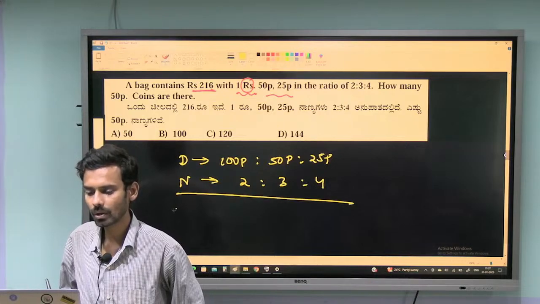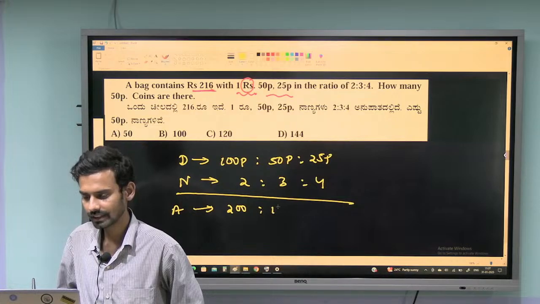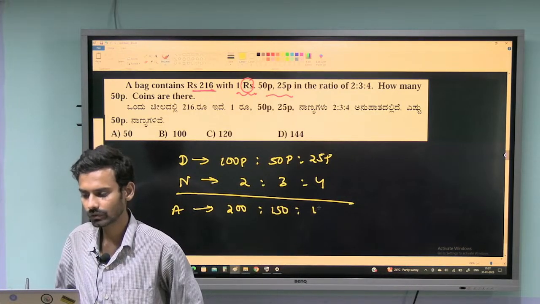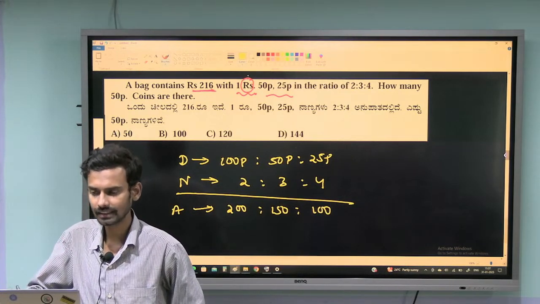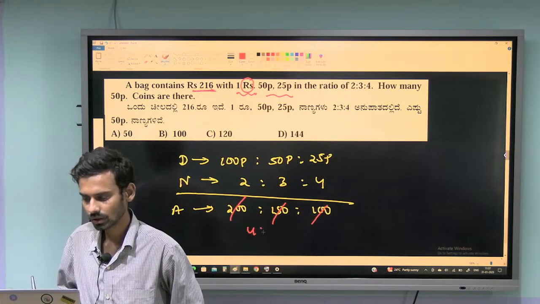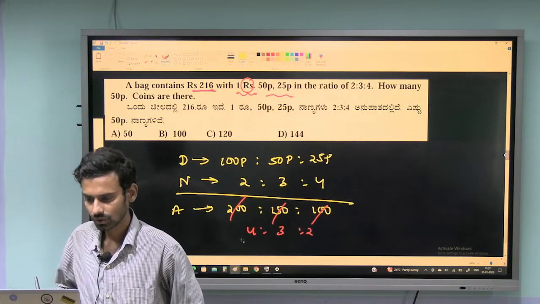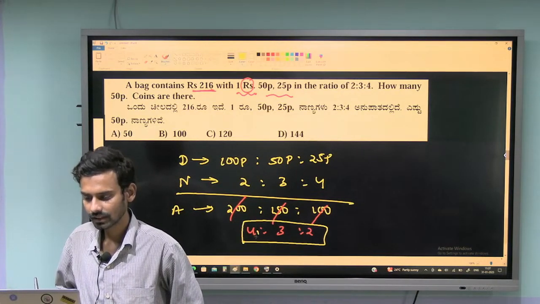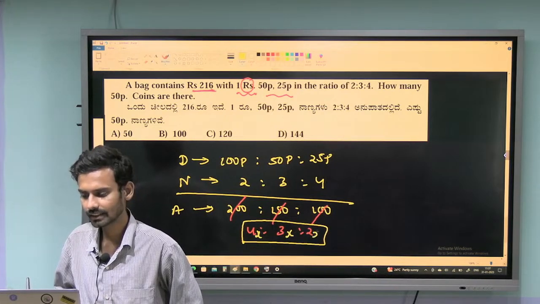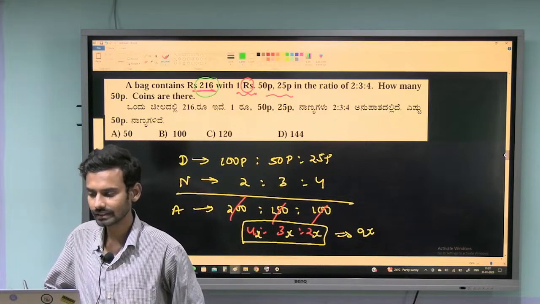If you take the amount, it will be 100 into 2, that is 200, 50 into 3, that is 150, and 25 into 4, which is 100. Now I can cancel this in 50 table directly. So what you will be getting is 4 is to 3 is to 2. And if I take the total here, the total amount will be 4x, 3x and 2x, which is equal to 9x. And according to the question, this is 216 rupees.